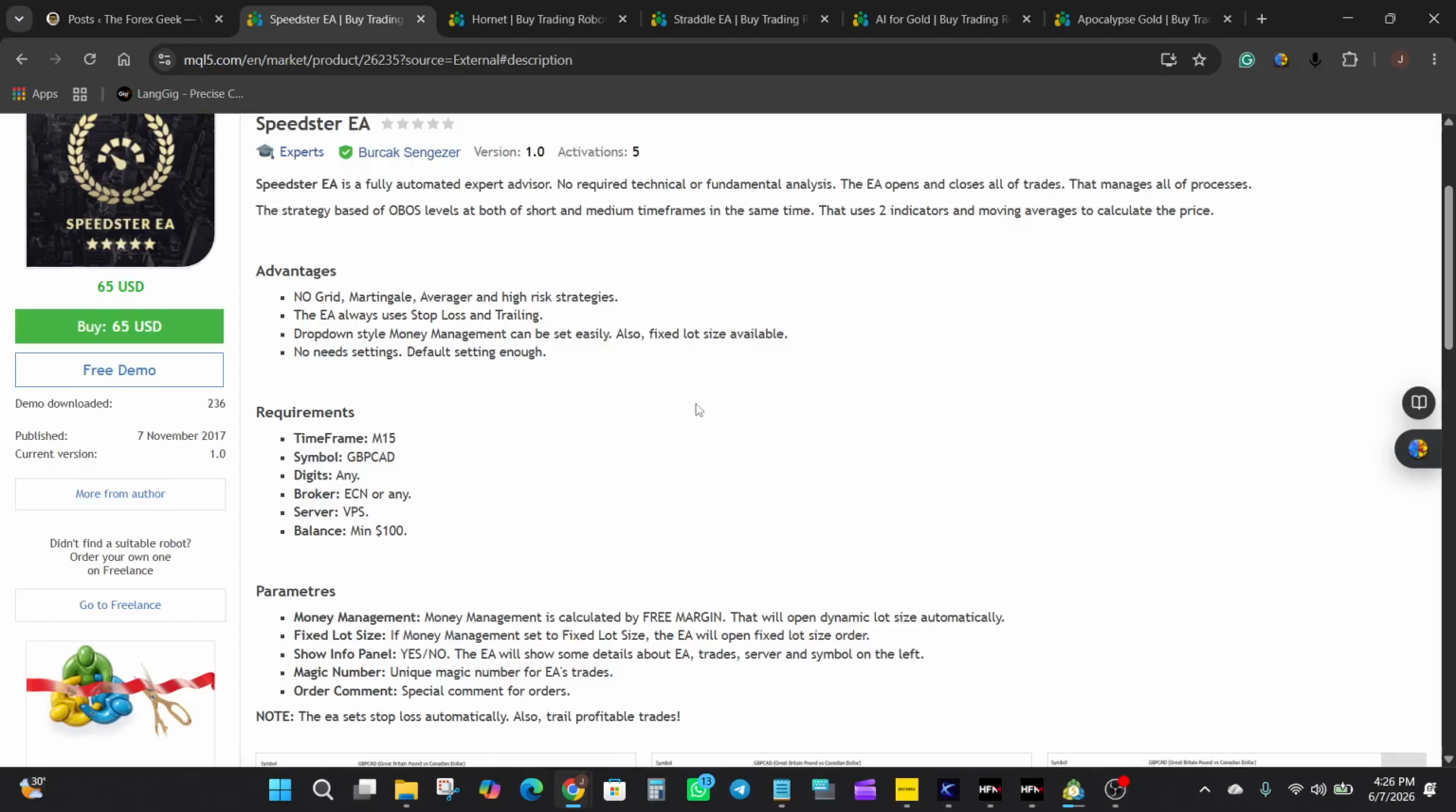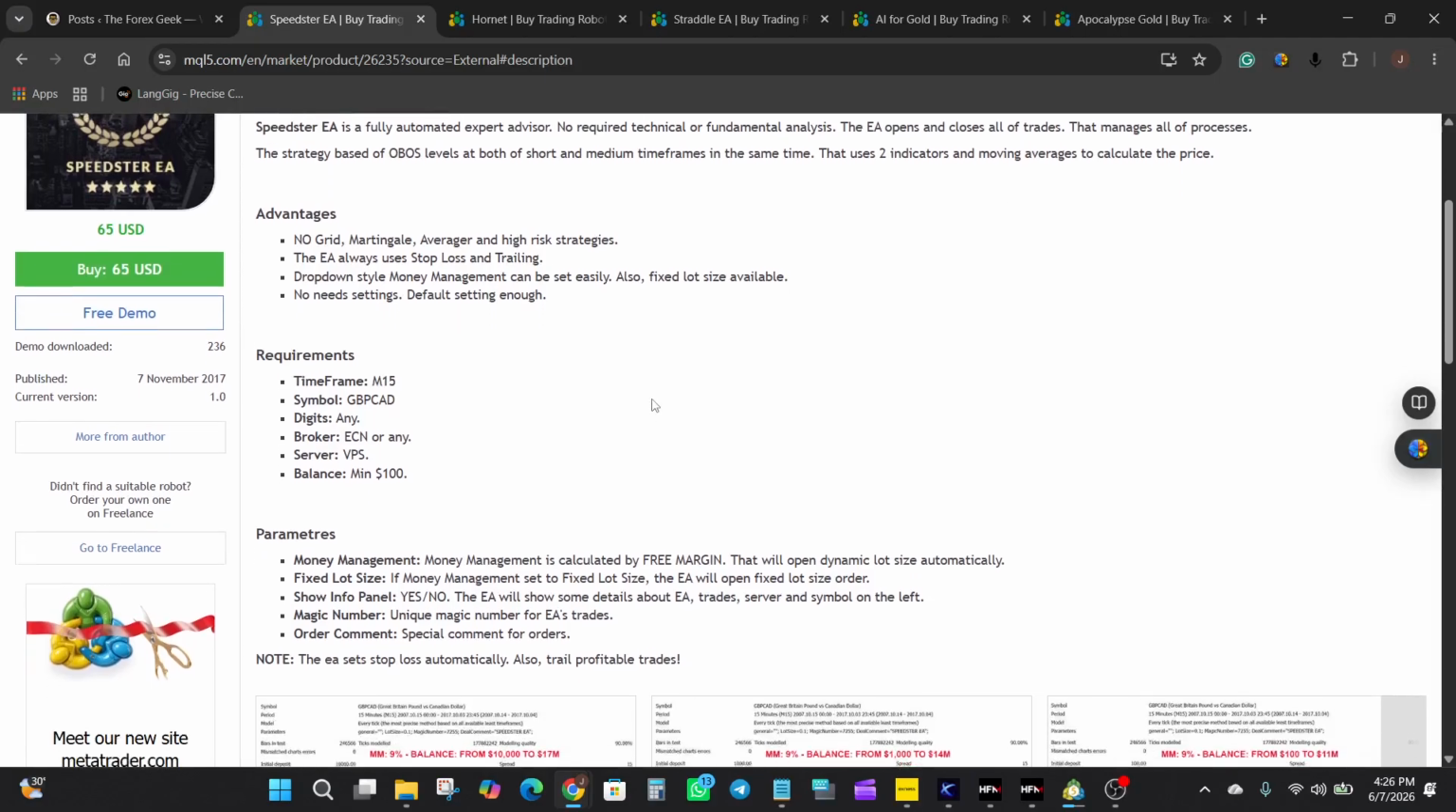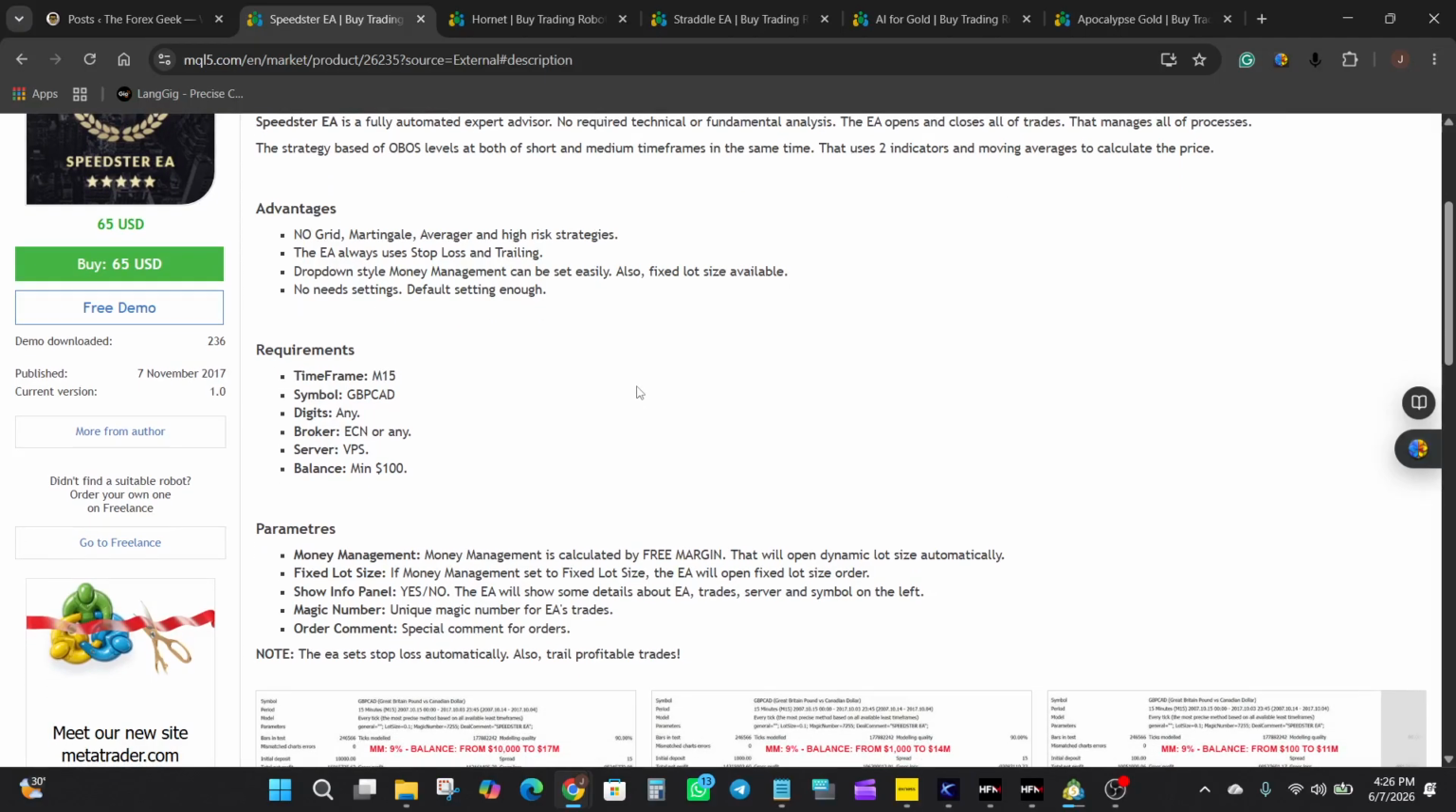The EA is described as not using grid, martingale, or averaging strategies, which is often something traders look for when evaluating risk exposure. Instead, it consistently uses stop loss and trailing stop management as part of its core structure.